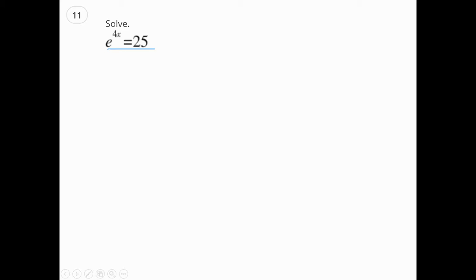All right, so number 11, you have e to the 4x equals 25. Again, two different ways to do this one. You could log both sides or you could write it into a log equation. I'm going to show both.